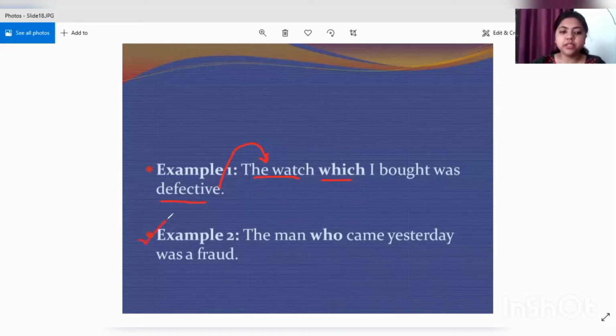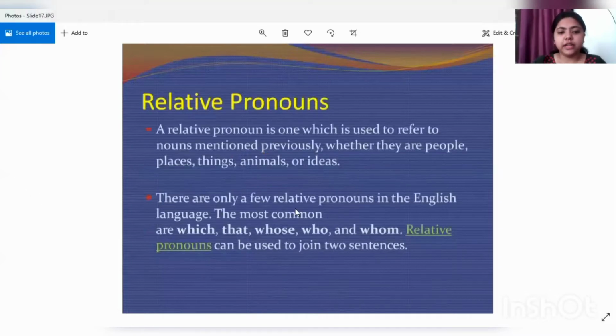Now, another example is who. The man who came yesterday was a fraud. Now, the man came yesterday, and another piece of information is that the man was a fraud. So we are combining these two pieces of information using the relative pronoun who. All right. Other relative pronouns which we had a look at in the previous slide are which, that, whose, who, and whom.